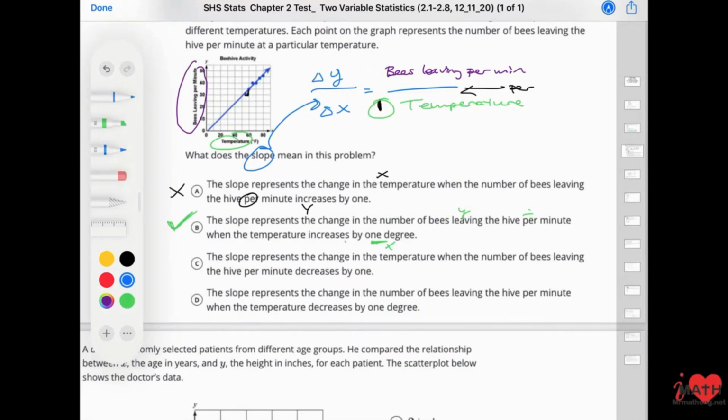The slope represents the change in temperature. So again, that's the x. When the number of bees leaving the hive per minute decreases by 1. So they're saying x divided by 1y, which would be wrong. D, the slope represents the change in number of bees per minute leaving, so that would be a y, when the temperature decreases by 1 degree, so that would be a negative 1x. So that would be wrong. Therefore, our answer is going to be B. B for bees! Sorry.